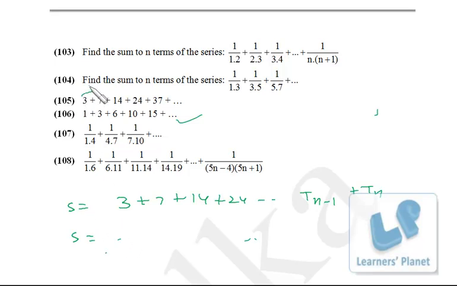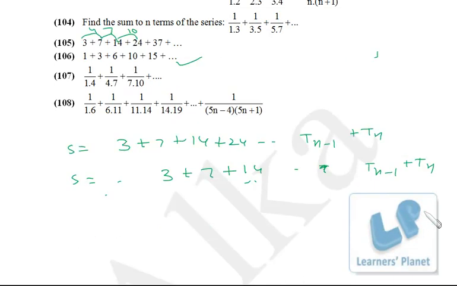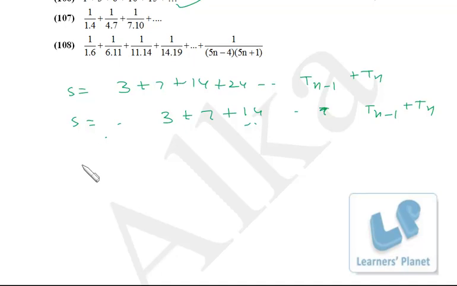Now I just write down the sum once again. You can see the difference, that is an arithmetic progression, right? So simply you just write down the sum once again and shift them, leave the first place blank, right? Here it is 3 plus 7 plus 14 and here t n minus 1 plus t n. So whenever the difference is in arithmetic progression, the same steps you have to follow.